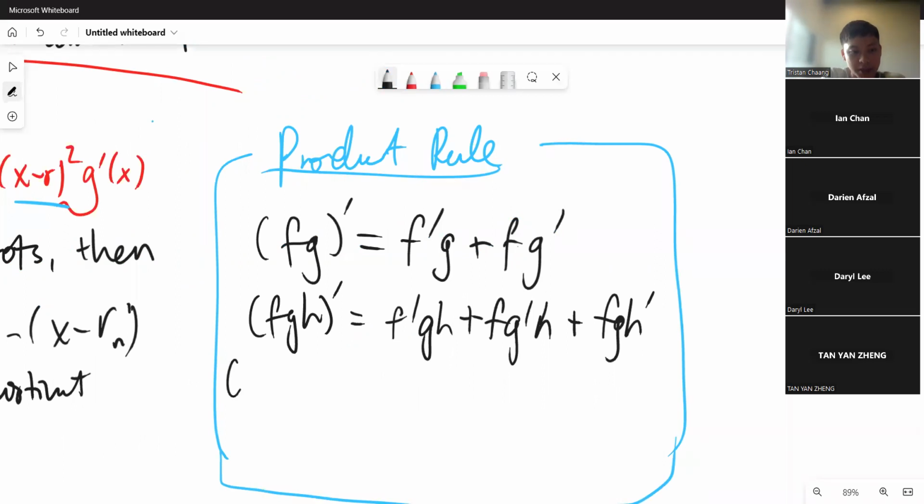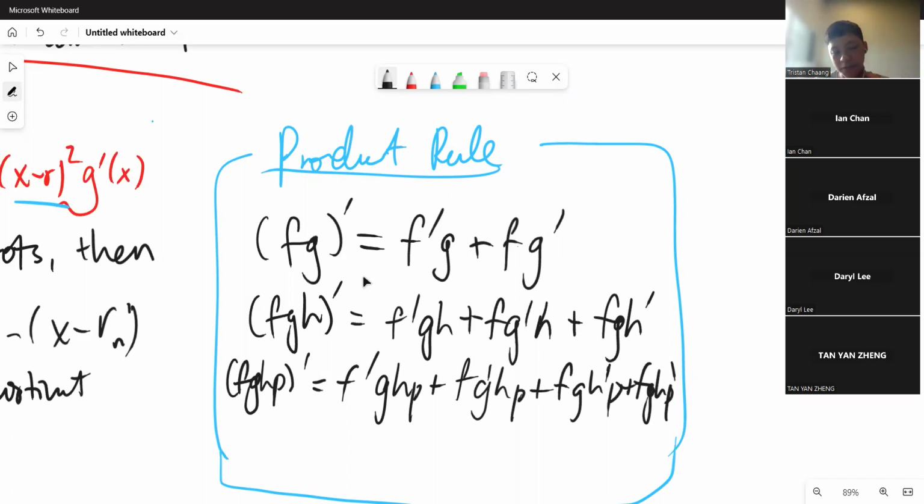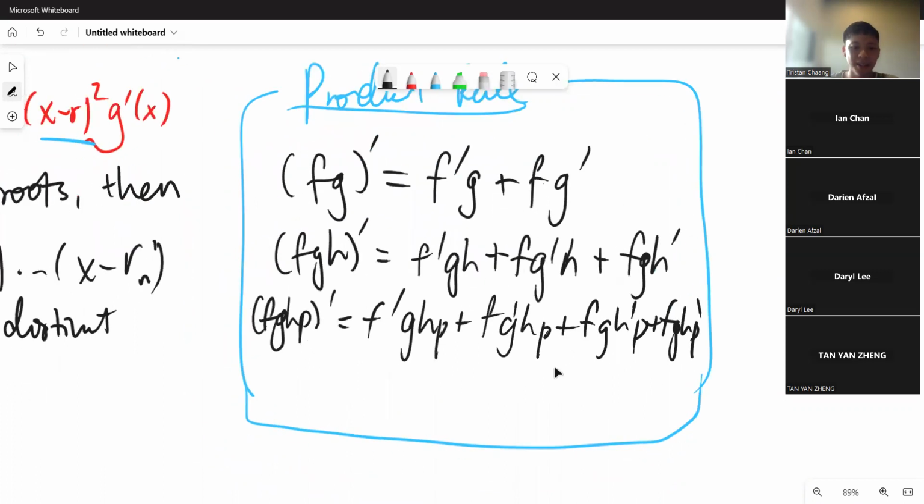And for the four variable version, you can probably guess it. f g h p is f prime g h p plus f g prime h p plus f g h prime p plus f g h p prime. It's easy to prove this. Just use simple induction, because this is literally just f times the new function gh, and then you just continue doing that.